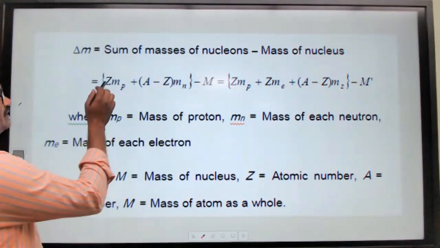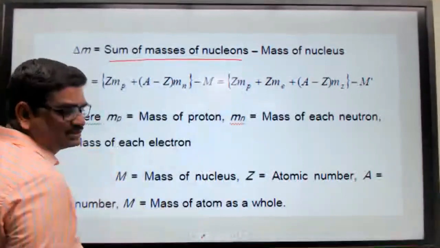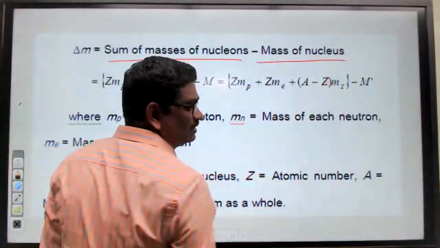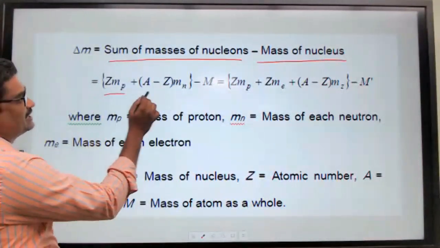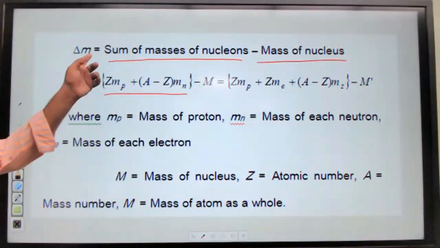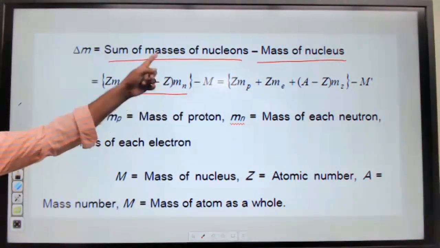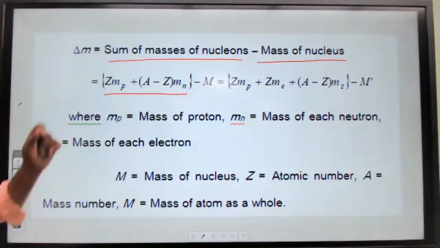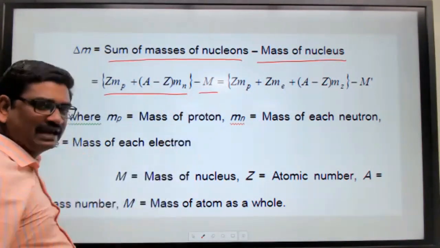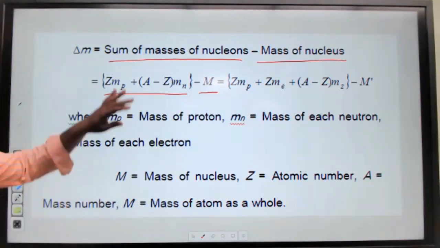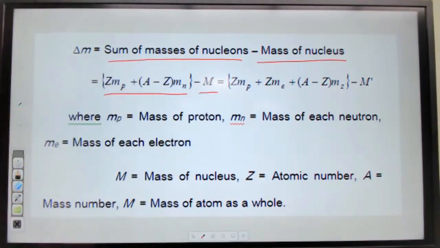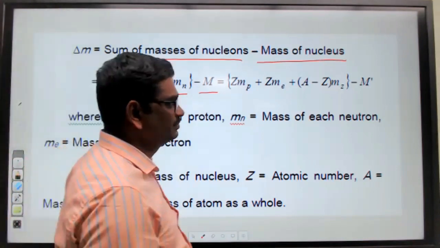So mass defect is the sum of masses of nucleons minus the mass of the nucleus. What did we write for the mass of the nucleons? Already written, see: Z into mass of proton plus A minus Z into mass of neutron. That is the total mass of the nucleons minus the mass of the nucleus. This is called the mass defect. Right.